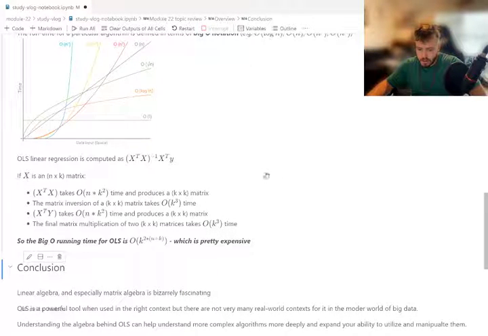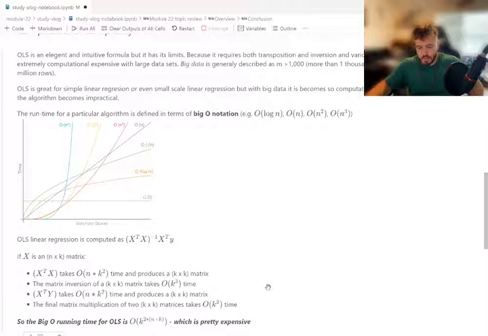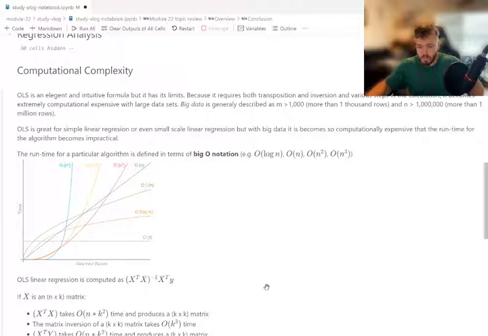As it turns out, the OLS, ordinary least squares regression, is very expensive in terms of computational requirements. If you follow this little proof here, you'll find that we do a lot of transpositions and inversions when we're doing OLS, and it comes out to a big O notation of k squared times n plus k, n being the amount of rows and k being the amount of columns that you have, which is extremely expensive. So it basically comes down to you can't do OLS with big data.